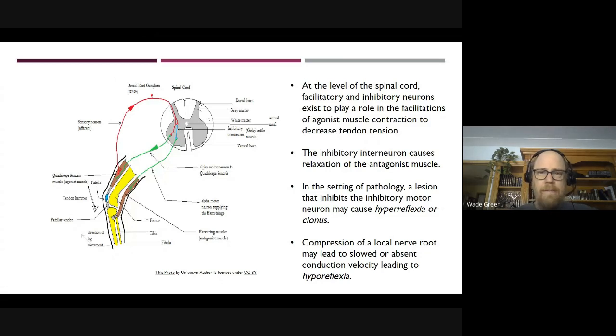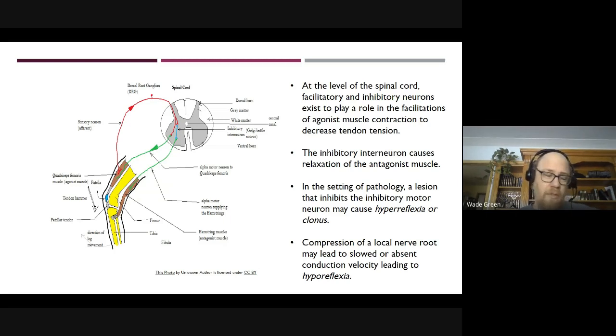All right. Cool. Now, guys, like we talked about, in the setting of pathology, an upper motor neuron lesion, so spinal cord to the brain, in that area, is going to cause some hyperreflexia and or even some clonus. We're going to talk about clonus too today, and we'll describe that a little bit better.